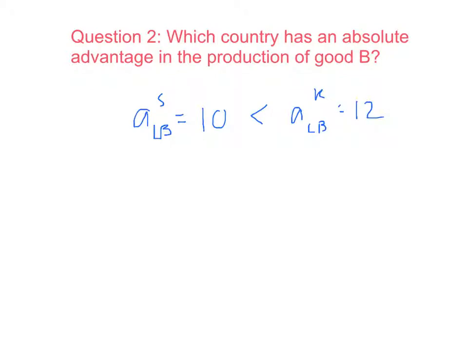If we look at this outcome, we see that Sweden is better at producing everything, and Korea is worse at producing everything. The question, though, is, can Sweden, that is better at everything, gain from trade with Korea? And can Korea, who's worse at everything, gain from trade with Sweden? That's what we're going to be looking at next.